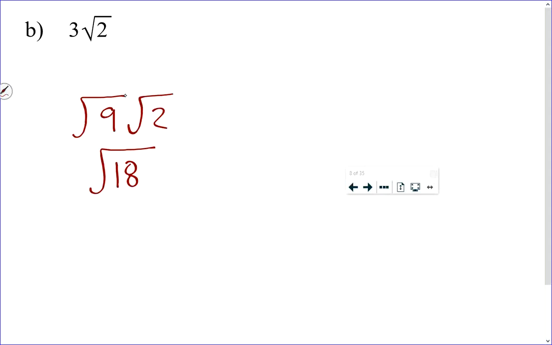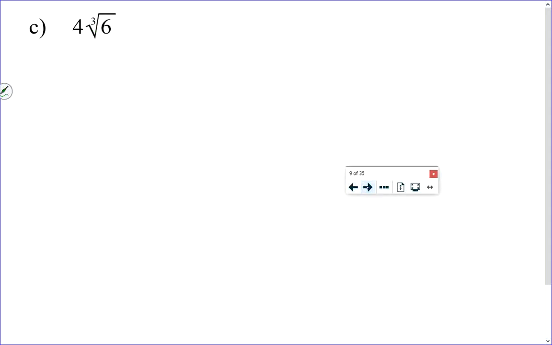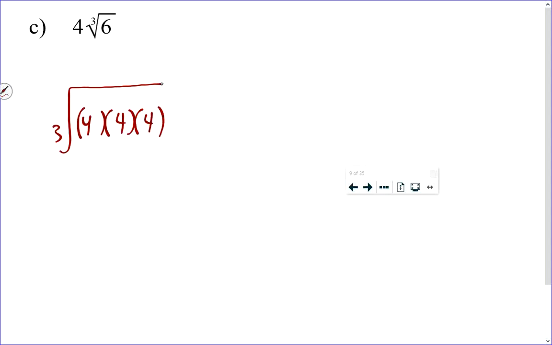Okay, so when you take a number that's outside of a radical and you put it in the radical, you raise it to the exponent of the radical's index. So when we took the 3 and put it inside, we squared it because the index of this radical is a 2. It's a square root. Well, that means if we're going to put 4 inside of a cube root, we have to cube the 4. Another way to look at this is if you have 3 4's under a cube root, that's the same as 1 4 outside of the cube root.